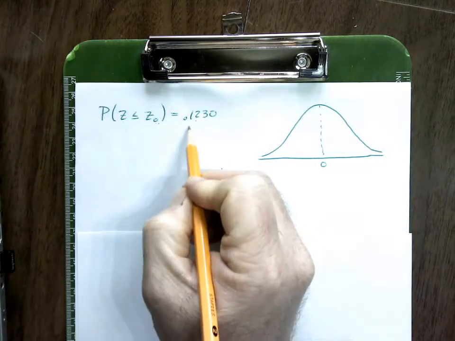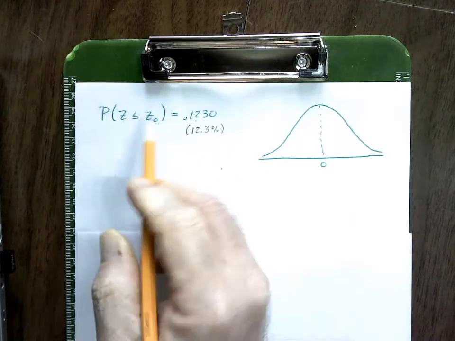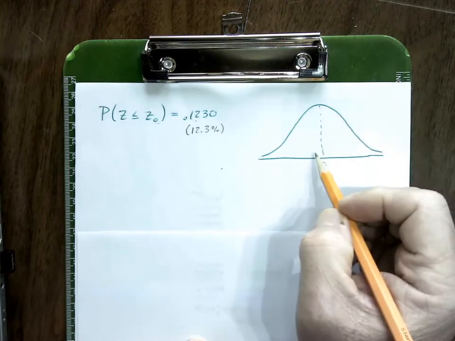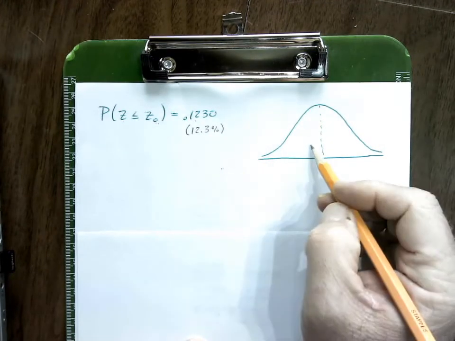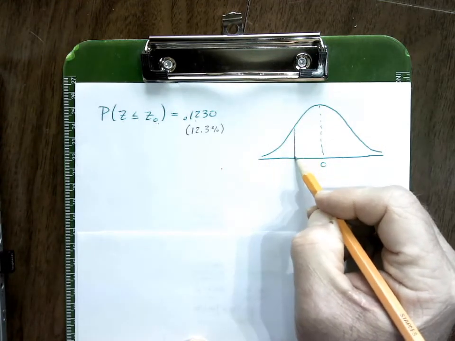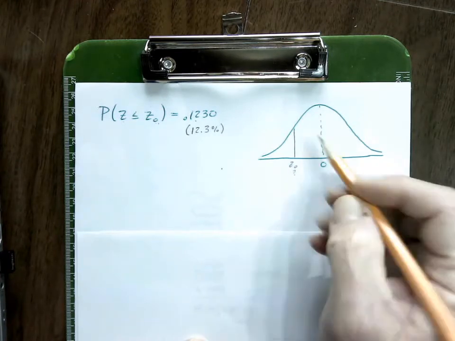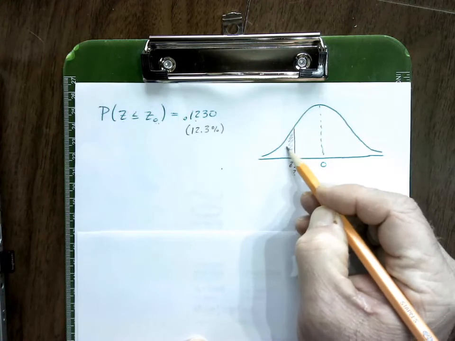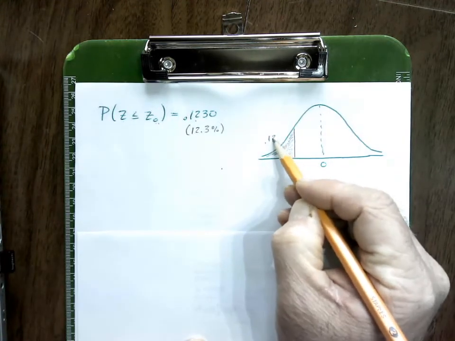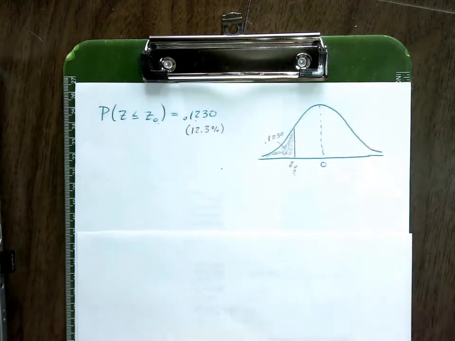So this is telling me that I have a 12.3% chance of falling below some value. When I think about my normal curve, that's a small area, so that's below 50%. So that's probably down here somewhere. This is my z naught value. I don't know what it is, question mark. And the area here, I do know that area is 0.1230. And so my question is finding that z-value.